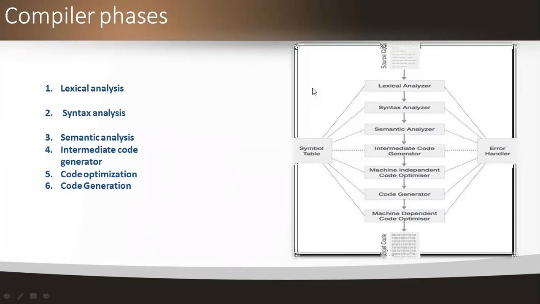See the arrow mark representations. From the source, it goes to lexical. From the lexical, it goes to syntax. From the syntax to the semantic, to the intermediate code generator, and from the intermediate code generator to the code optimizer, then optimizer to the generator, and finally the machine code. Finally, it is in the form of an object code, the executable target code.